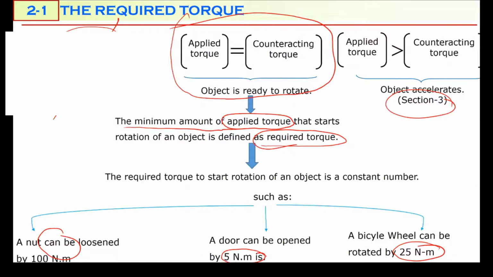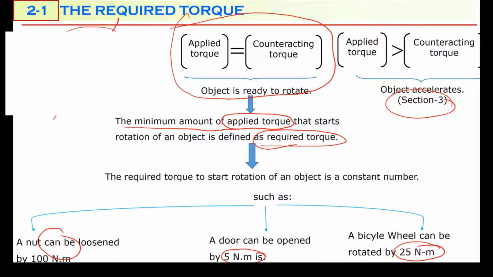For a door, for a window, for a bicycle wheel, for anything you rotate in your life, everything has a different required torque. So this number can change from object to object.